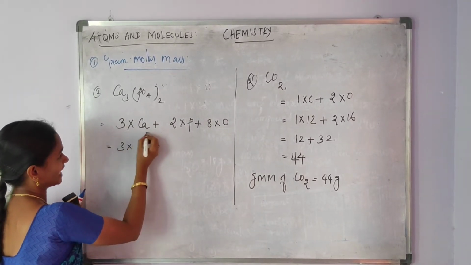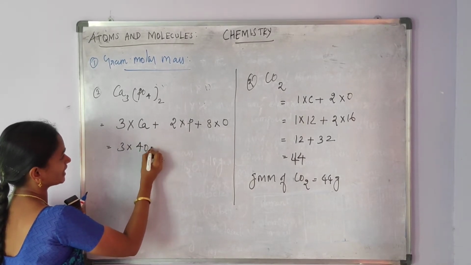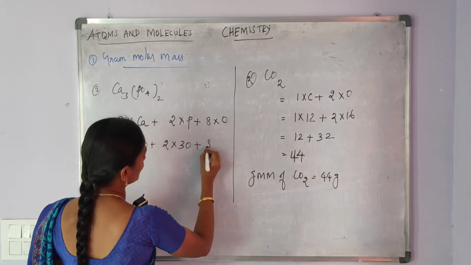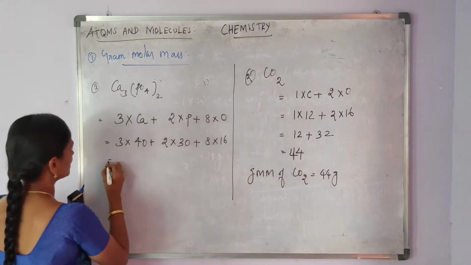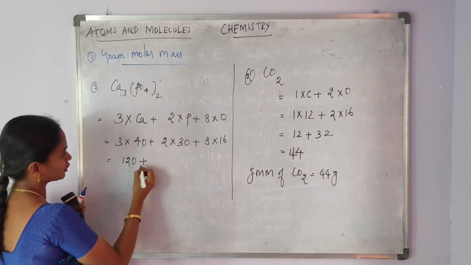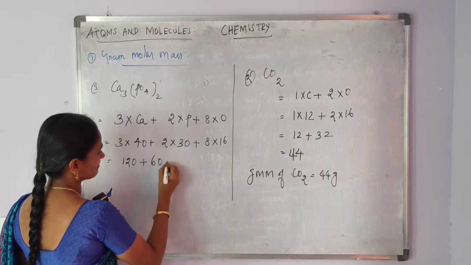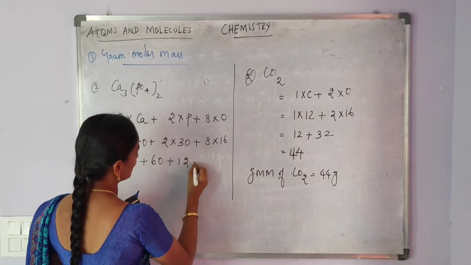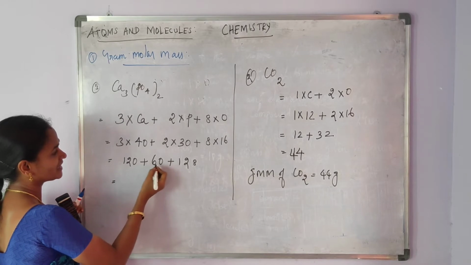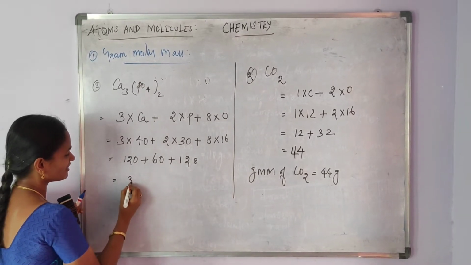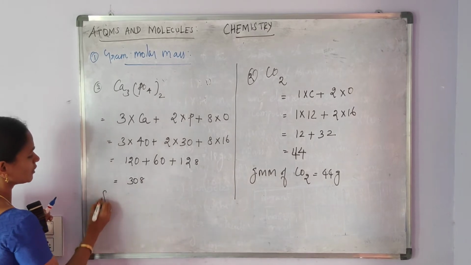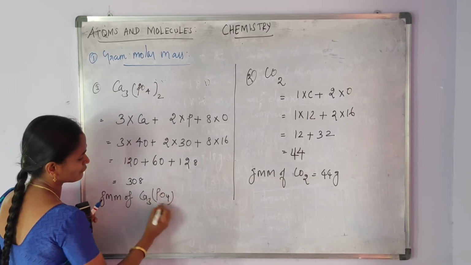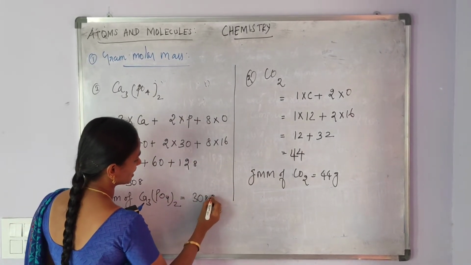3 into calcium, its atomic mass is 40, plus phosphorus, its atomic mass is 30, and oxygen, its atomic mass is 16. So 3 into 40 is equal to 120. 2 into 30 is equal to 60 and then 8 into 16 is equal to 128. By adding 120, 60 and 128, we get 308. So the gram molar mass of the calcium phosphate Ca3(PO4)2 is equal to 308 gram.